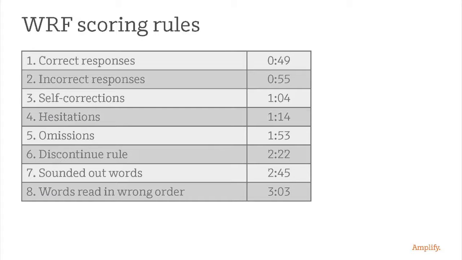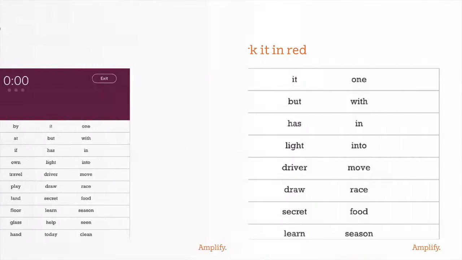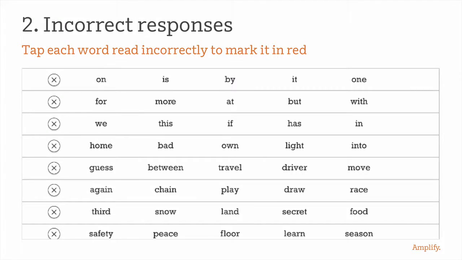These scoring rules address the common situations you are likely to encounter while administering this measure. Use the timestamps shown here to skip ahead to a scoring rule you are eager to learn about, or to review a rule in the future. Correct responses. Do not mark correct responses. Incorrect responses. Tap each word read incorrectly to mark it in red.